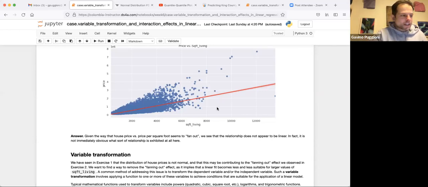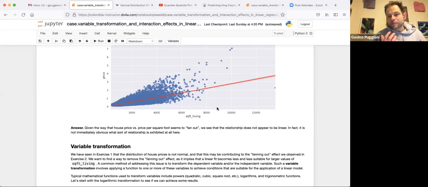What can we do in this case? Well, that's why we need variable transformation. What is a variable transformation? A variable transformation is the application of a mathematical function that transforms the original values in such a way that the assumptions are then more closely met.